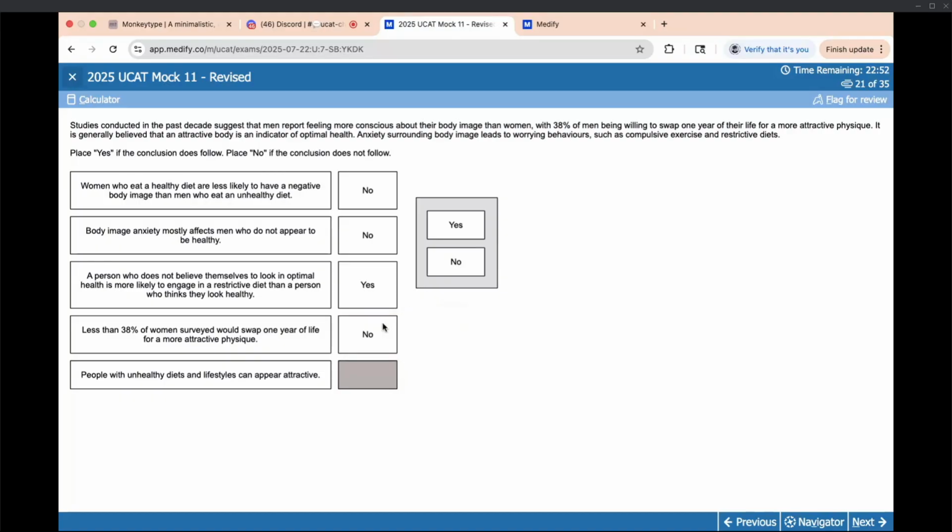Okay. Isn't 38%? No. Not women. We don't know about. That's men and women, so we don't know. We don't know how they can appear. Yes, that's true. I think so. I don't know about that actually. It's all scopes.